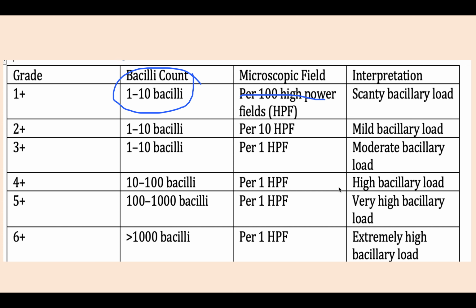Then +2 is 1 to 10 bacilli per 10 HPF, then +3 is 1 to 10 bacilli again per 1 HPF. Then from +4 the number of bacilli increases, 10 to 100, then 100 to 1000, and then more than 1000. As the name suggests, with more than 1000, that patient will have a very high bacillary load.